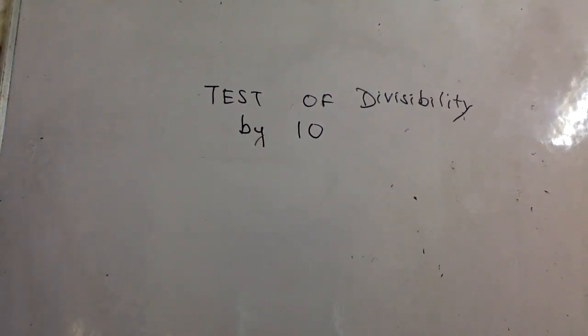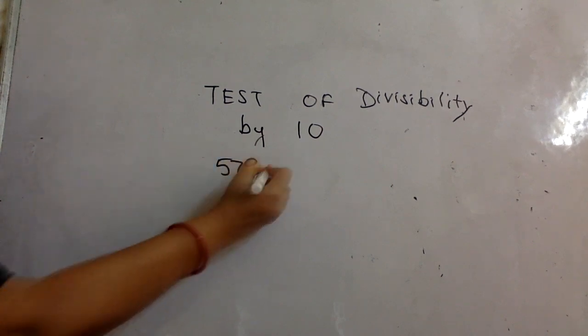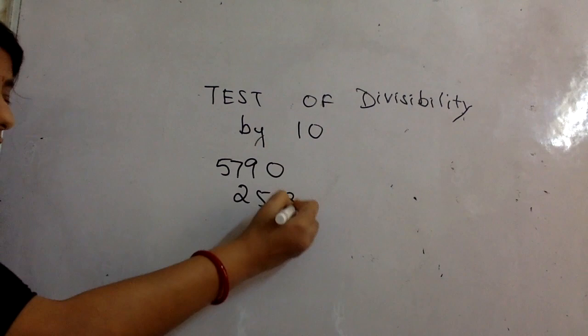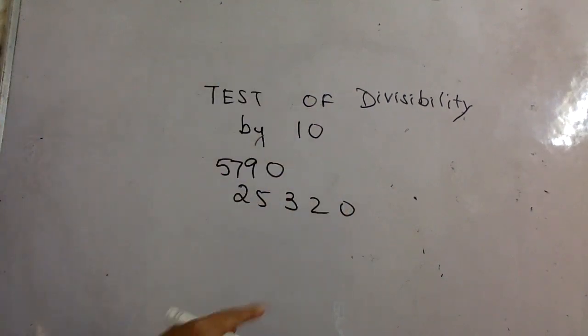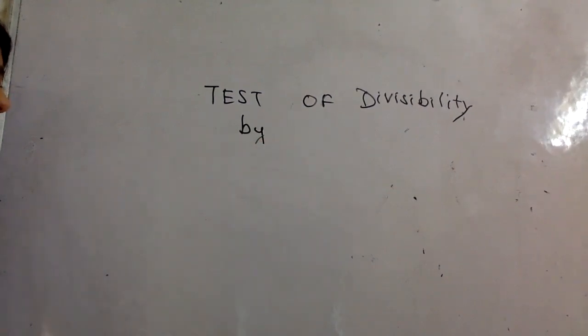Then next, I can take this 595790, 25320. All these numbers are divisible by 10. Let's take up the next one, which is the test of divisibility by 11.